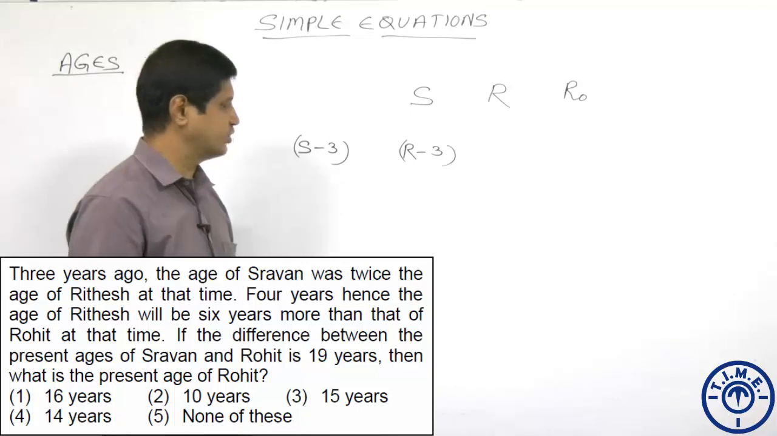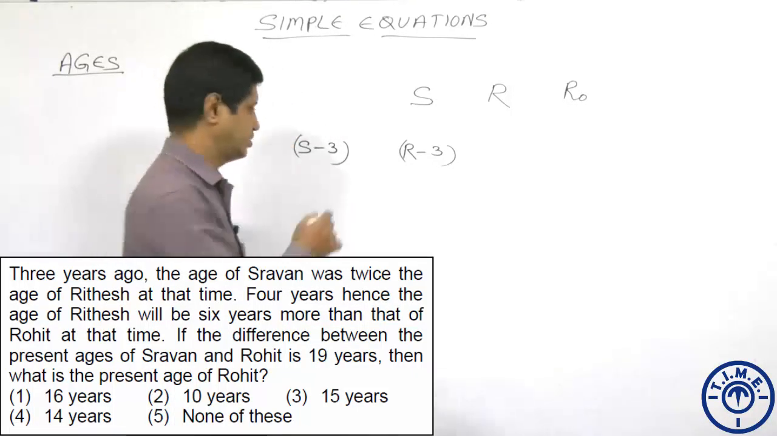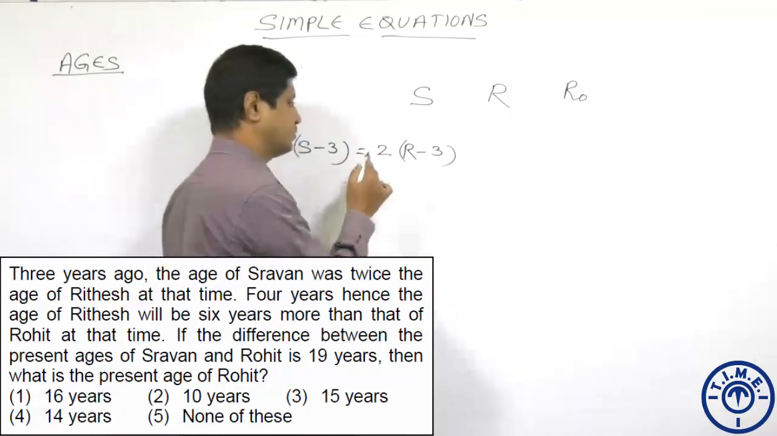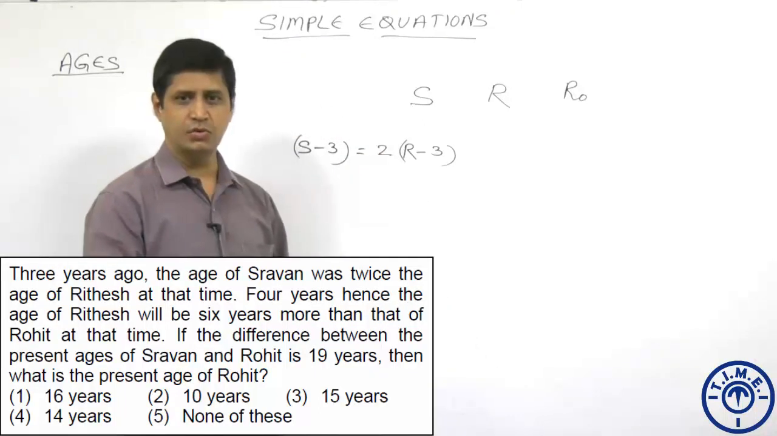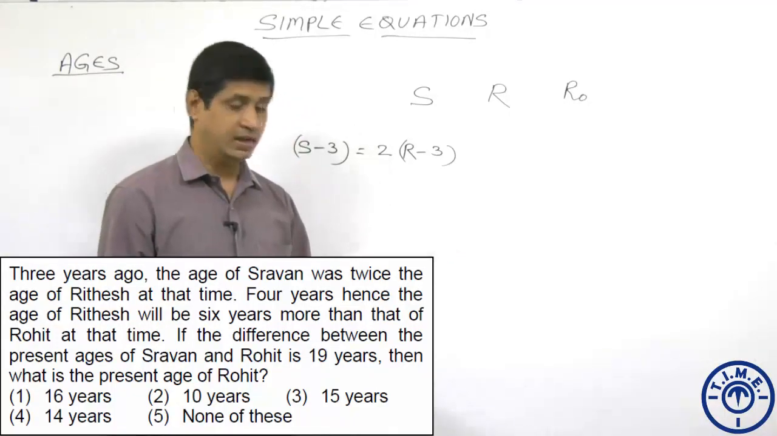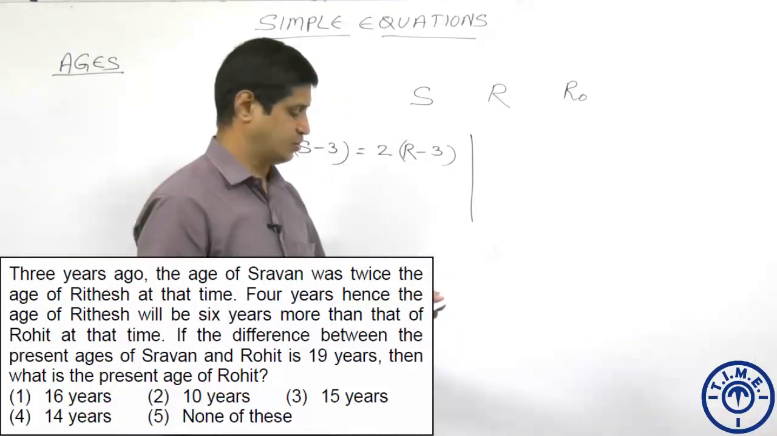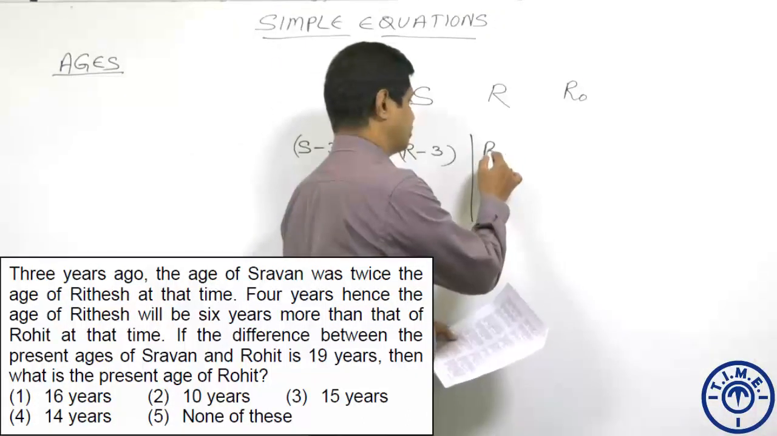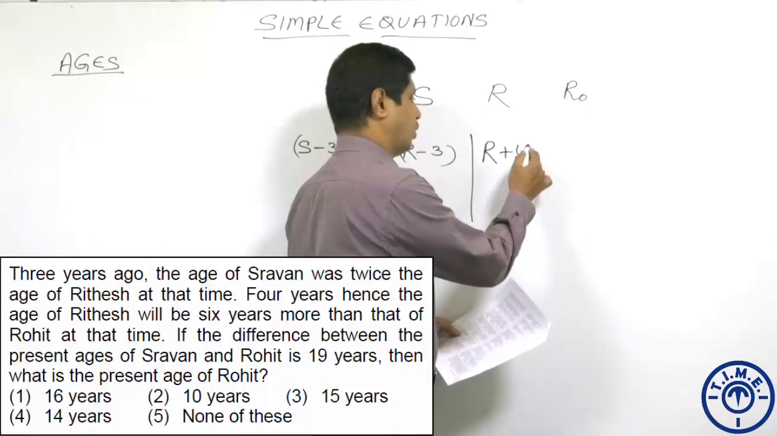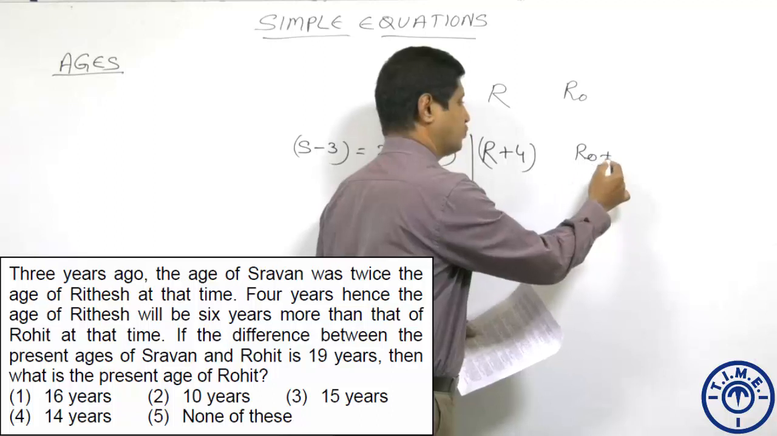Now, what is the relation here? Shravan is twice that of Ritesh. Twice means 2 times of Ritesh is equal to Shravan's age. Now, what is the second condition here? 4 years hence means after 4 years. Ritesh will be R plus 4, Rohit RO plus 4.